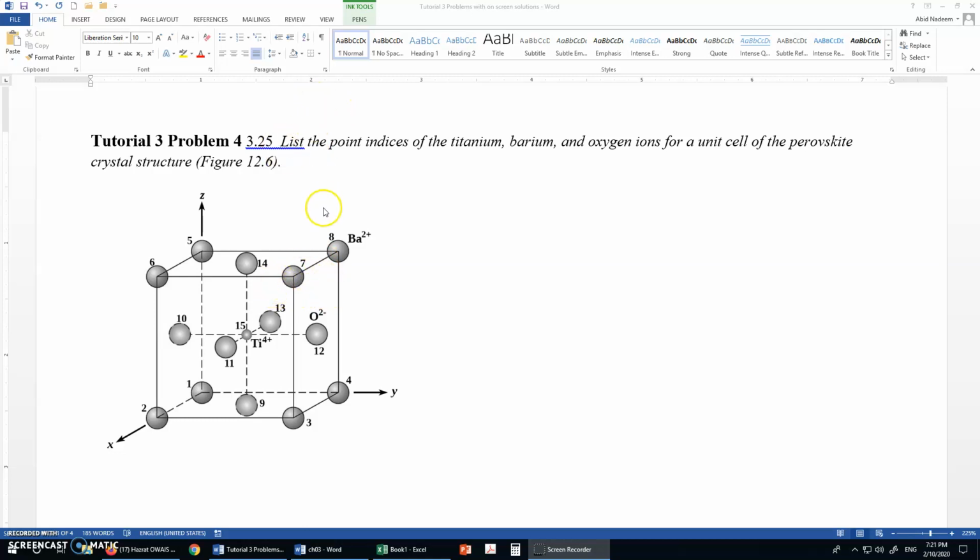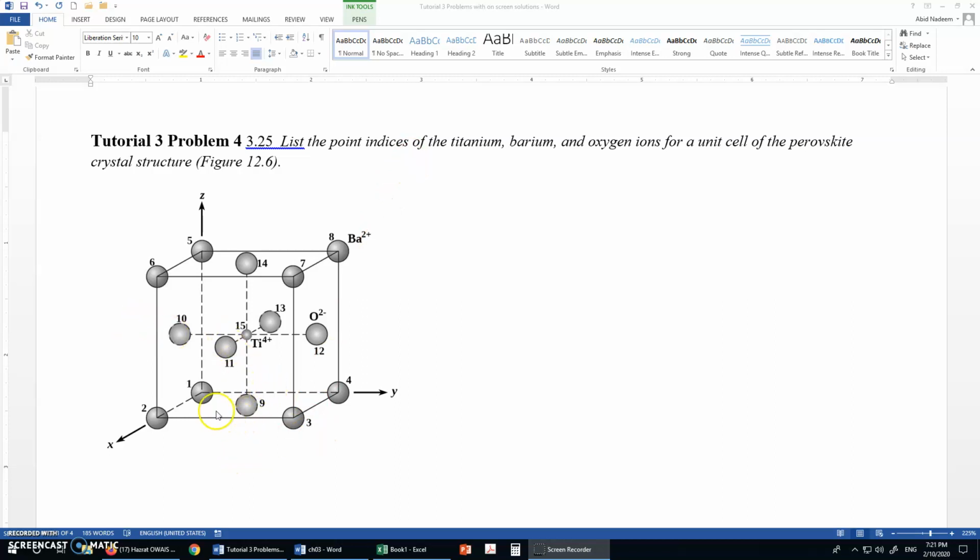So in this crystal structure you have 8 barium atoms on the corners, 6 oxygen atoms on the faces, and there is one titanium atom in the middle of the body. Okay, so this is a kind of combination of the BCC and FCC structure. So we have to find the point indices.